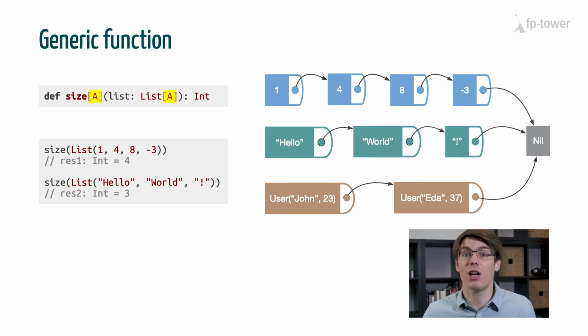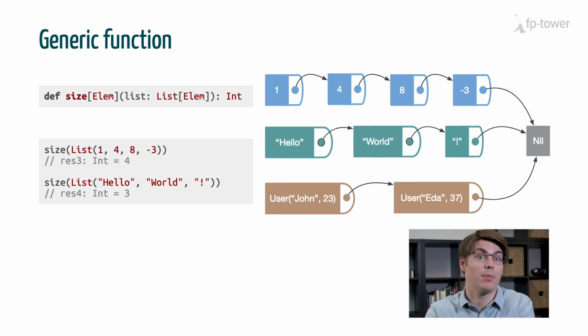This is like a type variable. Here I call it a, which is a fairly common choice when we have a single type parameter. But we could call it anything we want, like lm for example.